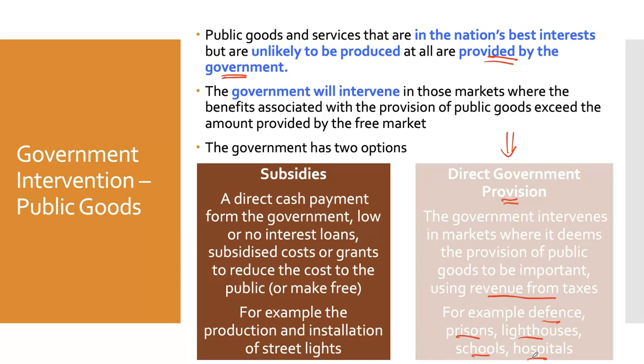They also might, however, provide subsidies to private businesses in the form of a direct cash payment or maybe a low interest loan or a grant to reduce the cost to the public. So they might give subsidies to make them more profitable for businesses and incentivize them to do it. For example, the production and installation of street lights is subsidized by cash payments by the government.